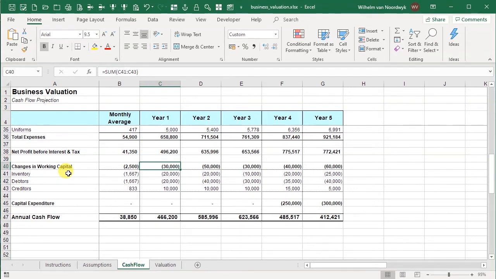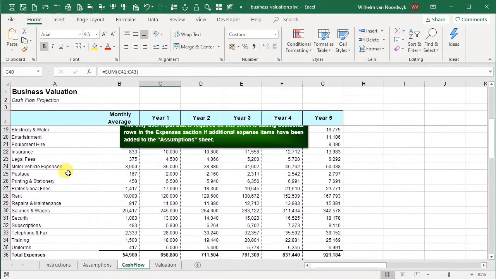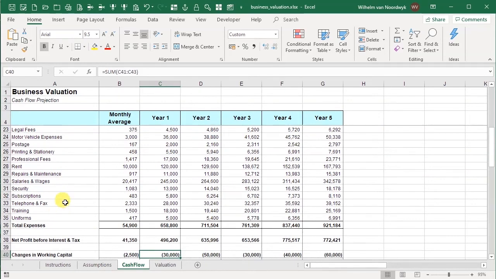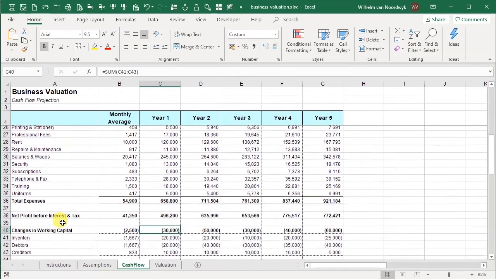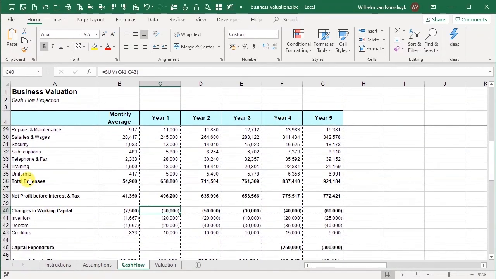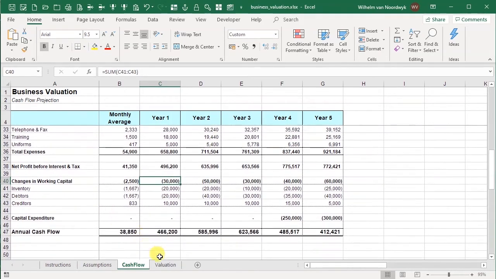That basically then gets you to the annual cash flow total, which is used in the business valuation calculations. Just a note on the cash flow sheet, all the calculations on the cash flow sheet are automated, and the sheet does not require any user input aside from if you add expenses to the template. So if you add an expense, you'll insert the required number of additional rows that you inserted on the assumption sheet, and you'll copy the formulas from one of the existing rows.